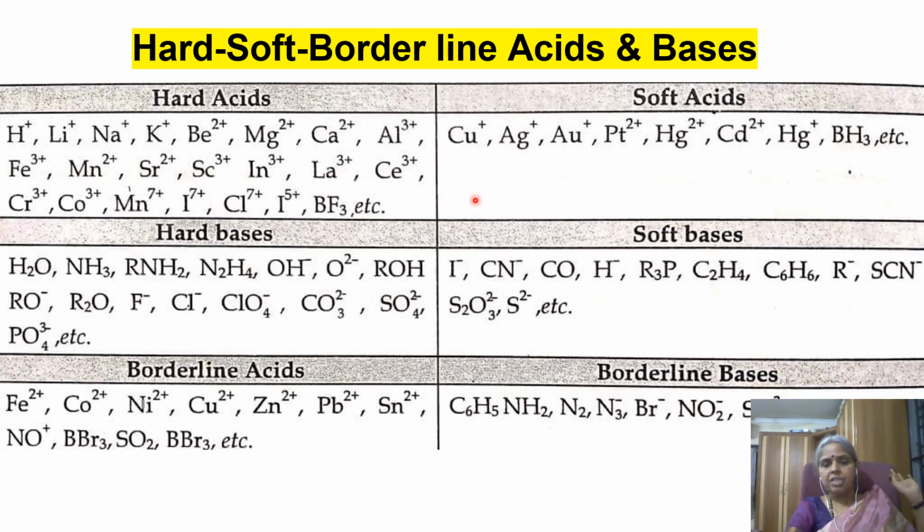Likewise, some commonly listed ligands and metals have been grouped into hard and soft and borderline acids and bases in this particular list. You can bluntly remember that if the ligand has an oxygen donor or a nitrogen donor or a fluoride donor, it is hard. If it is a sulfur donor or phosphorus donor or some pi electron donor like in C2H4 or C6H6, it is soft.